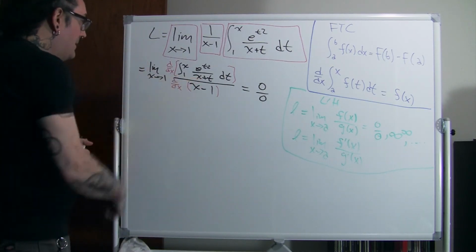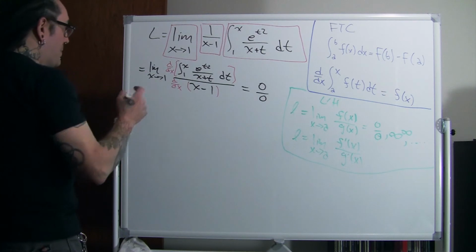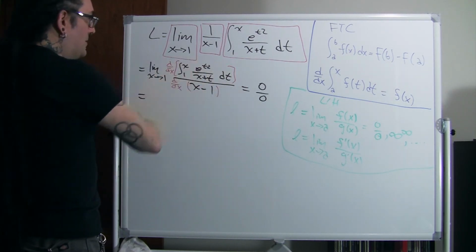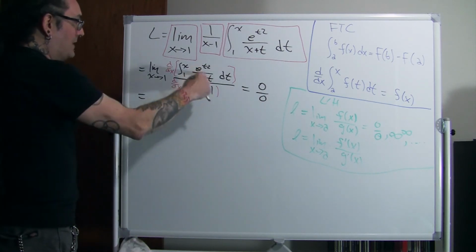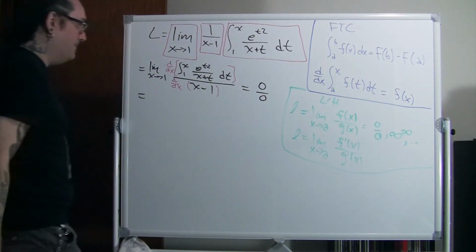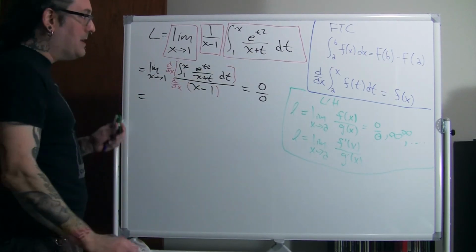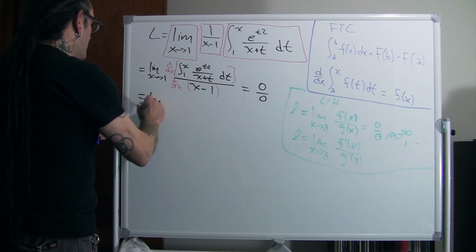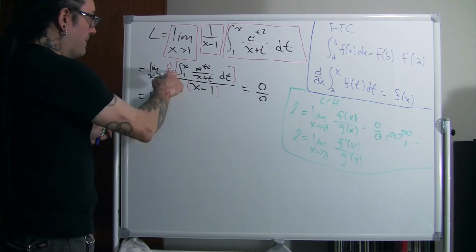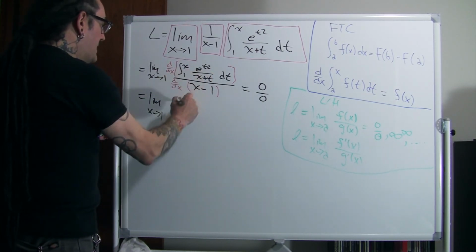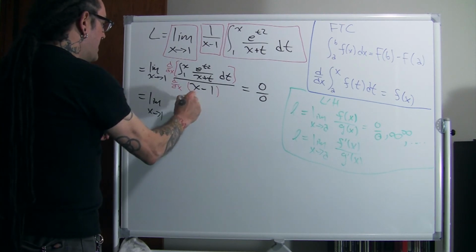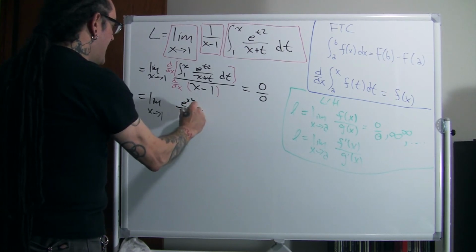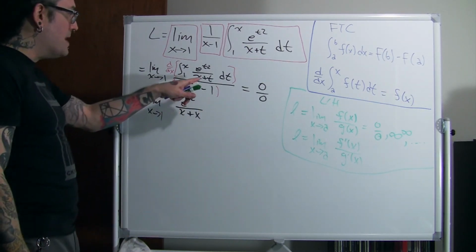Okay, so this limit, we can now say that it's equal to, and let's take the derivative of this guy. What's the derivative of this guy? It's all the t's replaced with an x. And then I drop the integration because it's the inverse, says the fundamental theorem of calculus. Fine, limit as x goes to 1 of what? All the t's get replaced with x. e to the x squared over x plus x. That's the numerator.